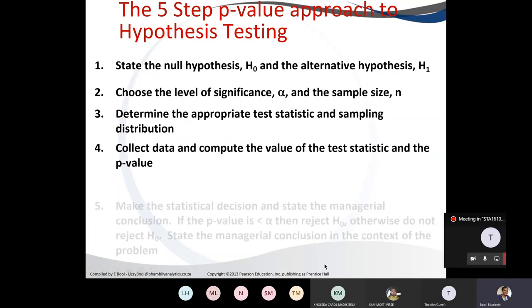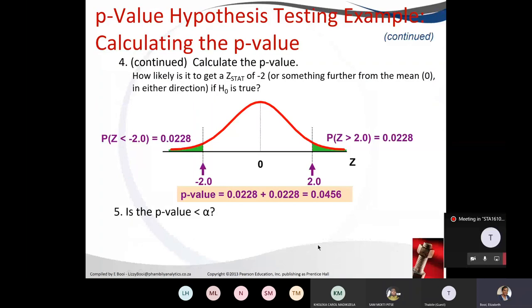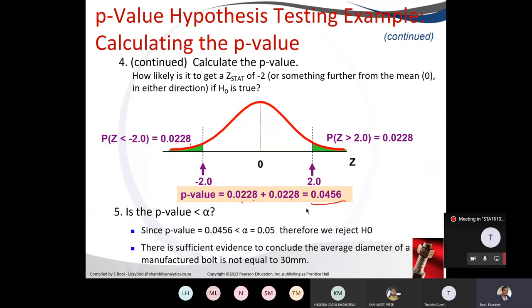So now, when we go to the table, we go find that value. It was 0.0228. But we need to find the p-value. So we multiply that 0.0228 by 2, or we can add both of them, and the answer we get is 0.0456. And with that, we can conclude that that is less than alpha. Therefore, we reject the null hypothesis. And that's how you use your alpha values, your p-value.